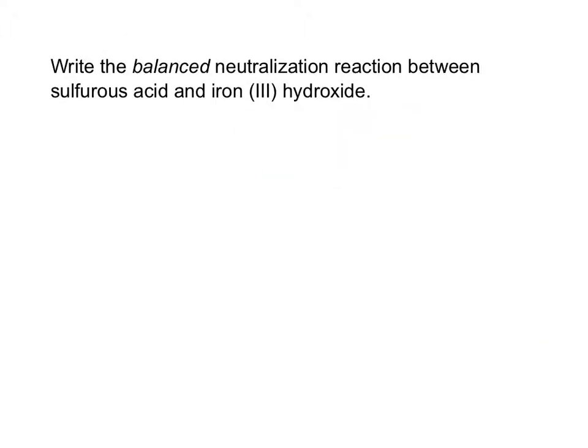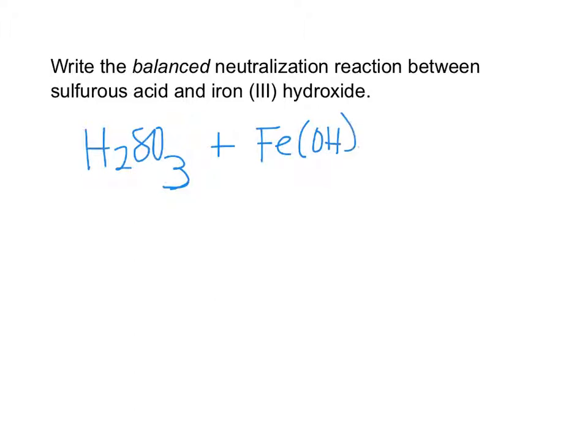Okay, let's do one more neutralization reaction. So we're reacting an acid and a base. Sulfurous acid is H2SO3. And iron 3 hydroxide is Fe(OH)3. The hydrogen and the iron are going to switch places, so we always make water.